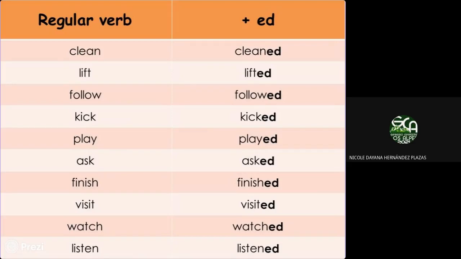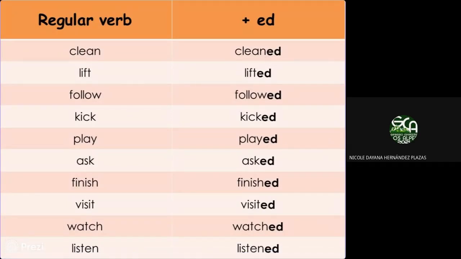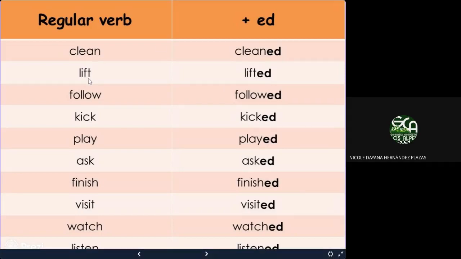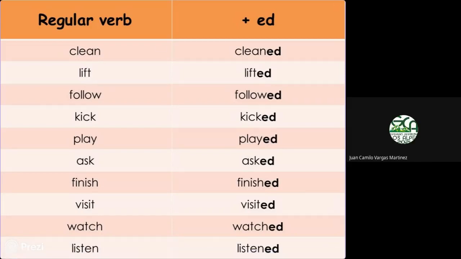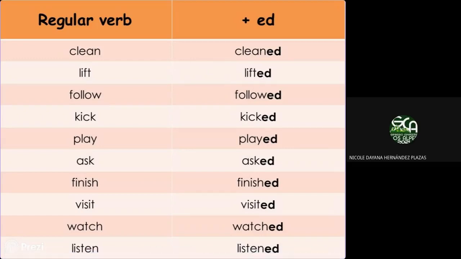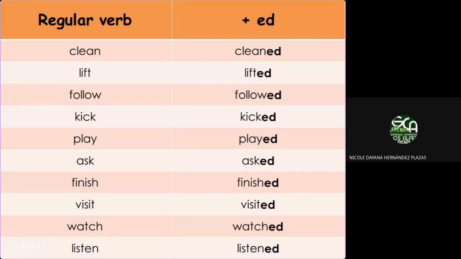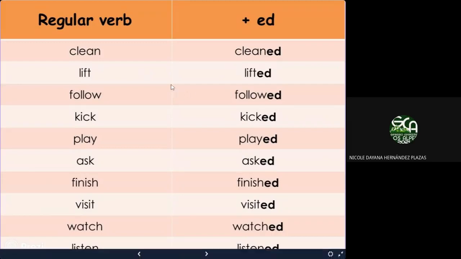So, we have clean. What is the meaning of clean? How would you pronounce this? Clean. Like a final C, clean. What about lift? What is the meaning of lift? Levantar. How would you pronounce this? Lift. Lifted. Why? Because you have a final sound like T. And in this case, you have to pronounce ed. You have to make the entire sound to make possible the understanding and the comprehension of the past. Lifted.